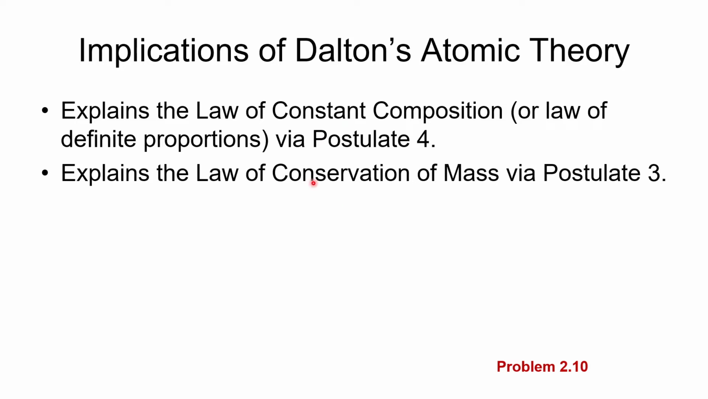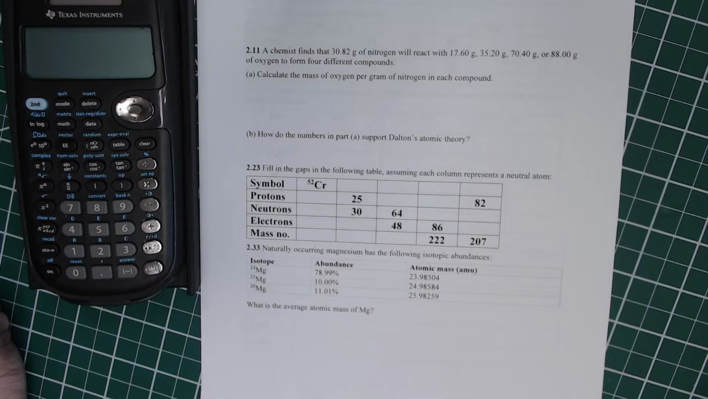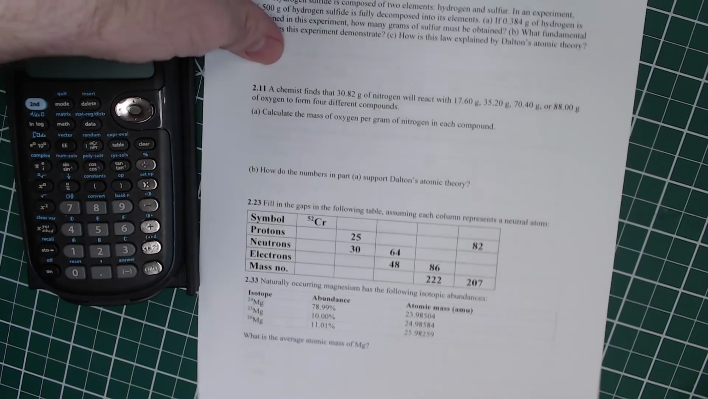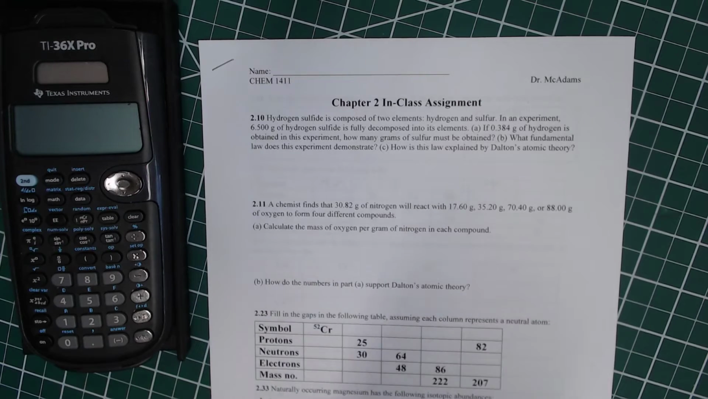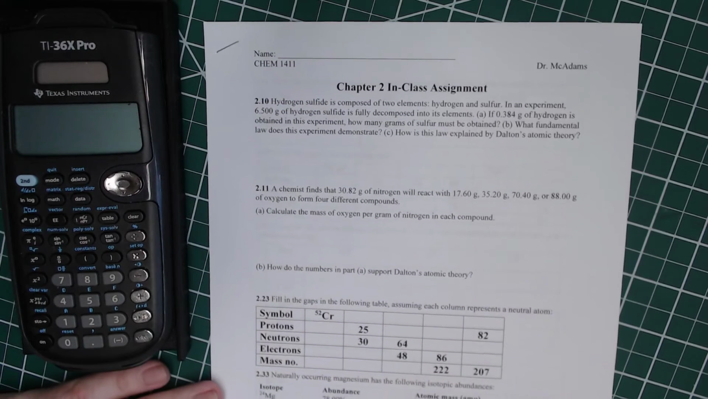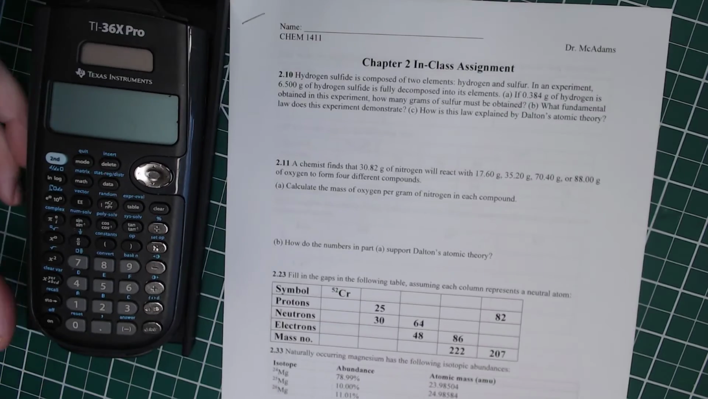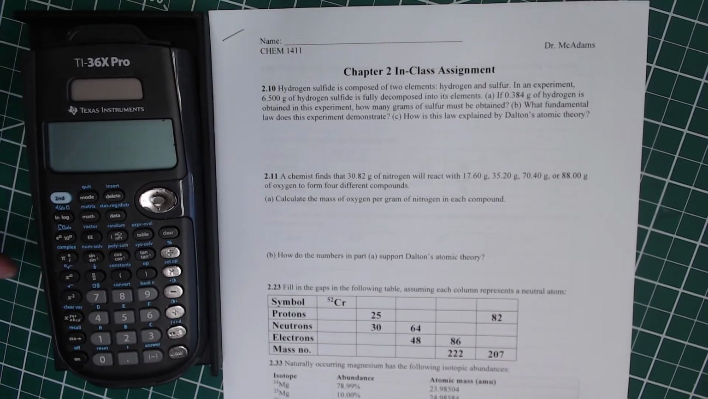It also explains the law of conservation of mass. If atoms can neither be created nor destroyed, then that means that the mass cannot be created or destroyed. So we want to look at number 2.10 on the in-class assignment. Let's scoop down here. All right, and a couple of you have asked about this, and by the way, you do not turn in these in-class assignments. You keep these so you can study with them. All right, so here we go.